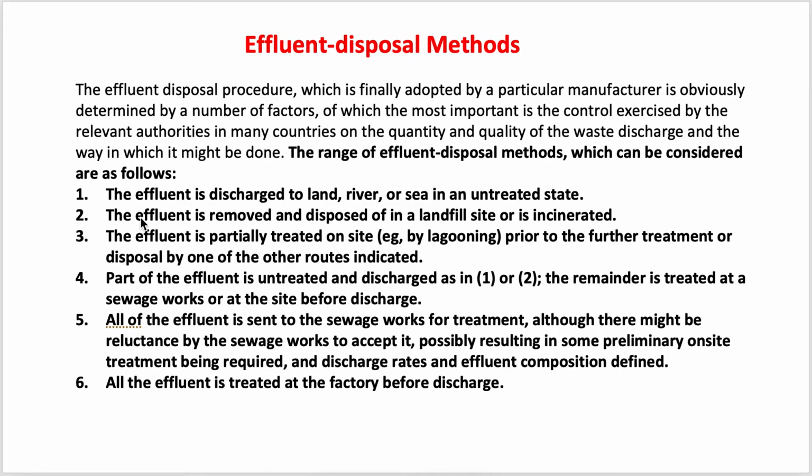Number two, the effluent is removed and disposed of in a landfill site or is incinerated. Number three, the effluent is partially treated on site prior to further treatment or disposal by one of the other routes indicated. Number four, part of the effluent is untreated and discharged as in number 1 and 2, and the remainder is treated at a sewage works or at the site before discharge. And number five, all of the effluent is sent to the sewage works for treatment, although there might be reluctance by the sewage authority to accept it. A negotiation is necessary then.